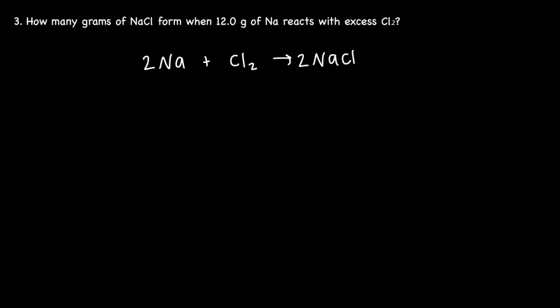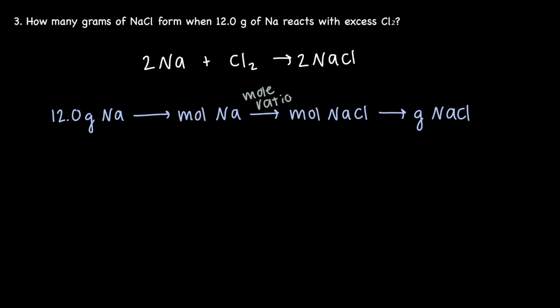For this unit map, we are starting with 12.0 grams of sodium and ending with grams of sodium chloride. Since we are converting to a new identity, we need to first convert to moles of sodium so we can use the mole-to-mole ratio to convert to moles of sodium chloride and then grams of sodium chloride. To go from grams of sodium to moles of sodium, we use the molar mass. Sodium has a molar mass of 22.99 grams of sodium for every 1 mole of sodium.